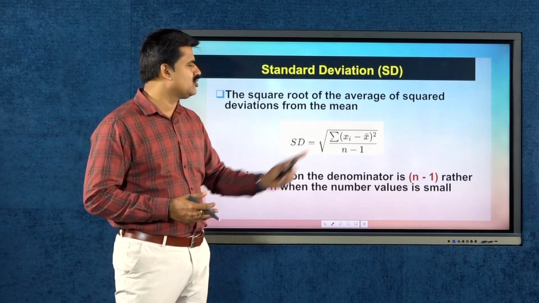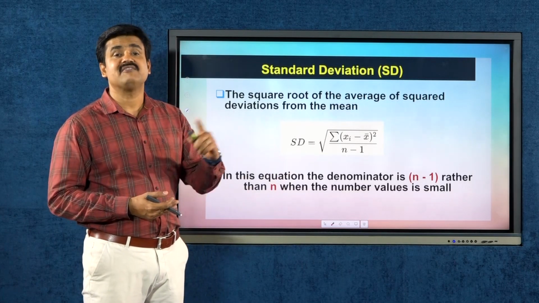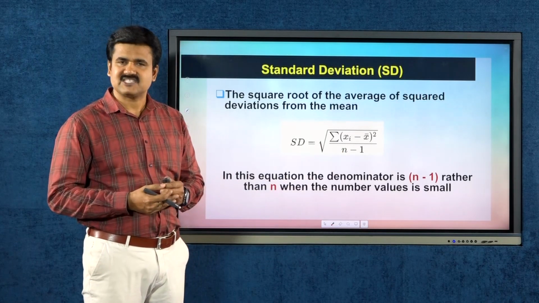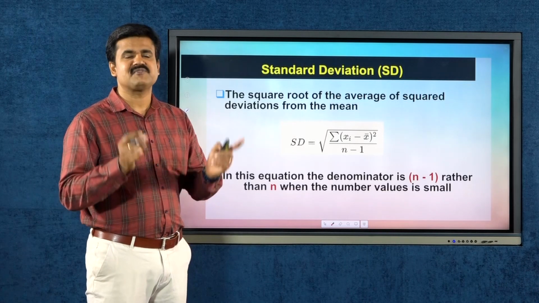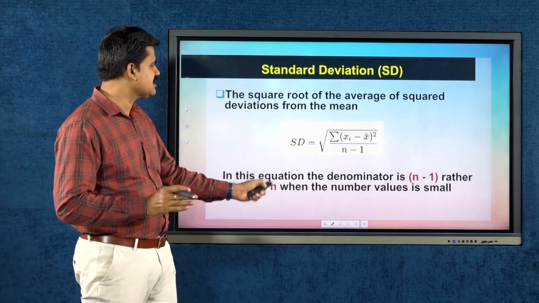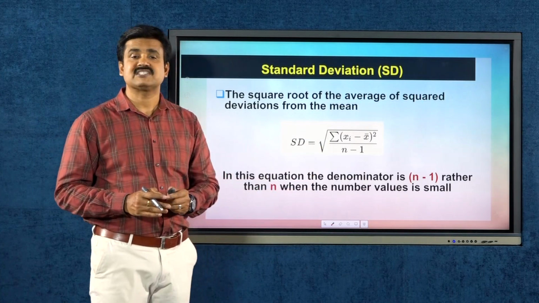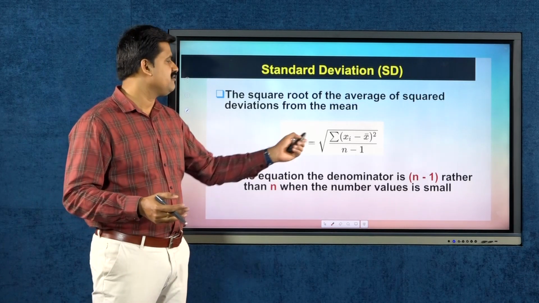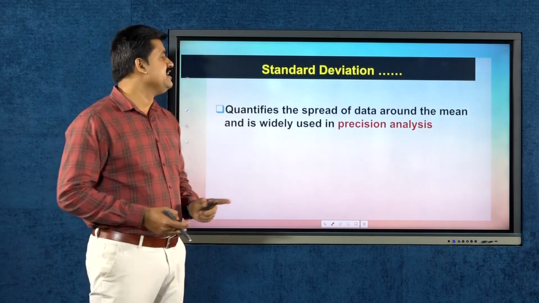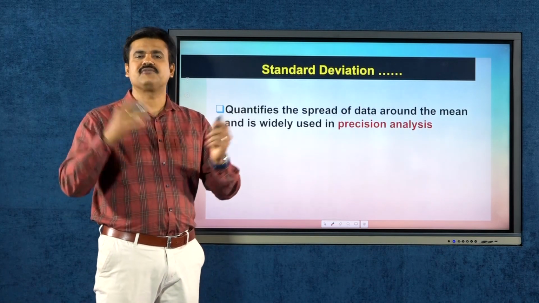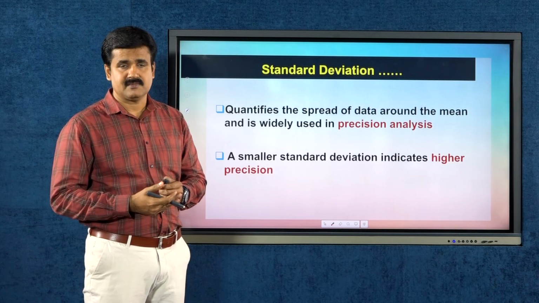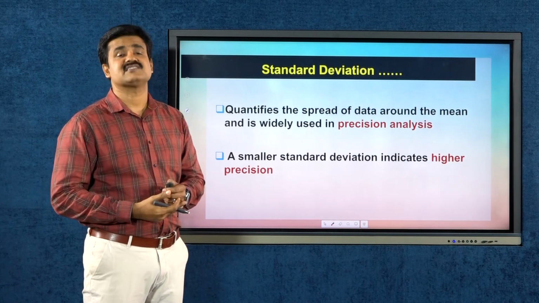SD is equal to under root sigma xi minus x bar the whole square divided by n minus 1. Remember, we are now using n minus 1, where n is the total number of measurements. Even though n is the total number of measurements, we are using n minus 1 here, because the value of n is small. That's why we are dividing with n minus 1. Now, the standard deviation quantifies the spread of data around the mean and is widely used in precision analysis. It is one of the most important techniques in precision analysis.